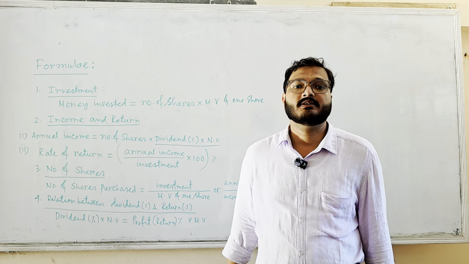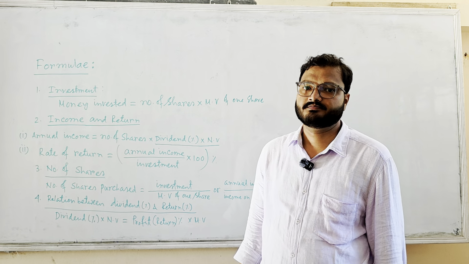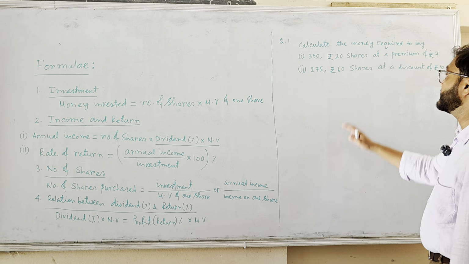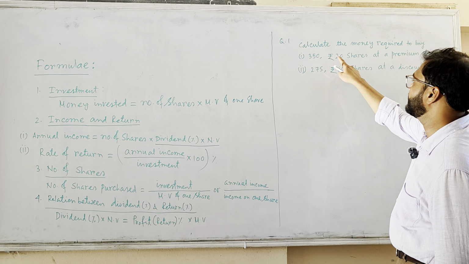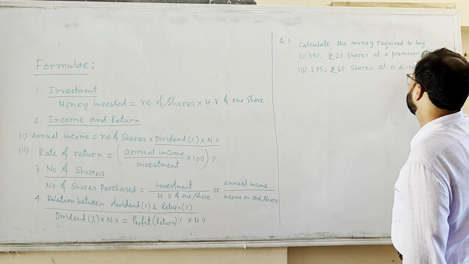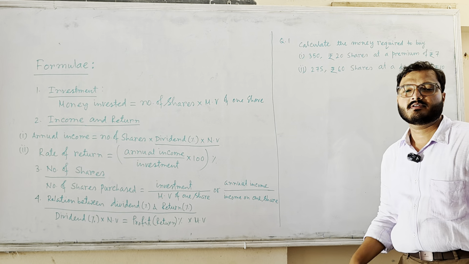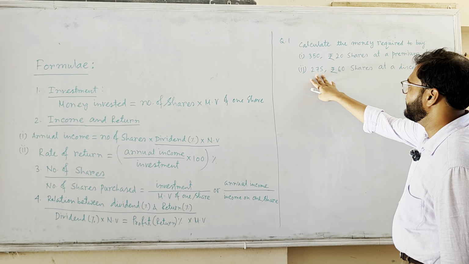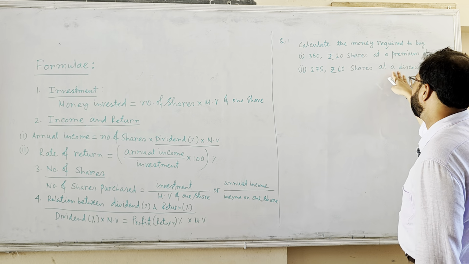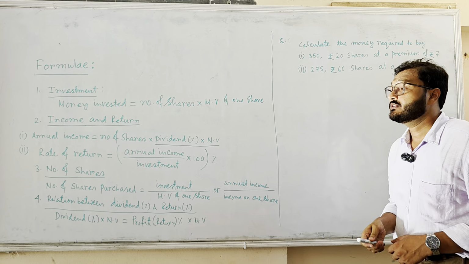So let's solve a few problems. First sum: calculate the money required to buy 350, rupees 20 shares at a premium of 7, and 275, rupees 60 shares at a discount of 10. What does it mean? So the first one.